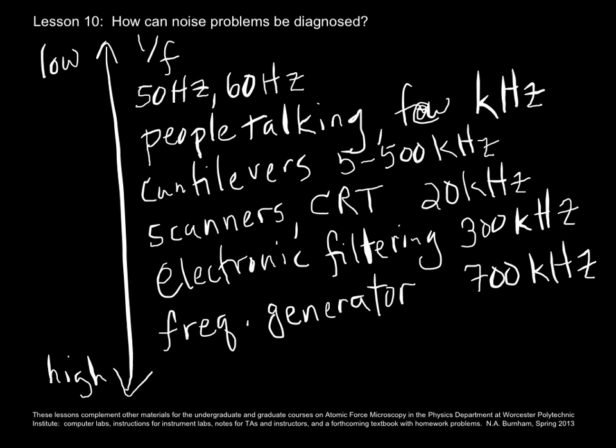Those are typical numbers for typical things, and you can think of them like a signature, just as that's my signature, and they will give you a clue as to what the cause of noise in your AFM might be.